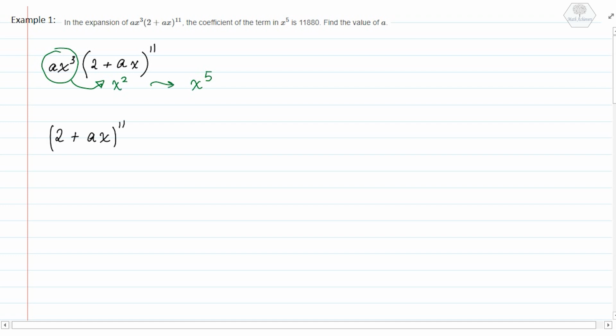So to get the x squared here, I need 11 combination 2, 2 to the power of 9 times ax, all of it squared. By this I can get the x squared, but I need to find the coefficient of x here. I need to find 11 combination 2 times 2 to the power of 9.